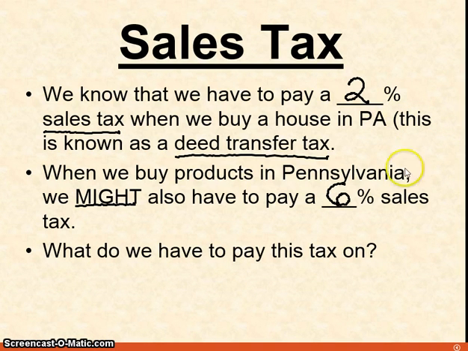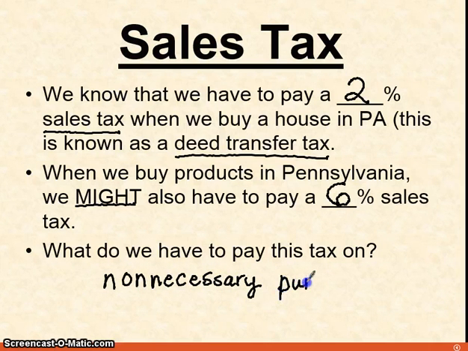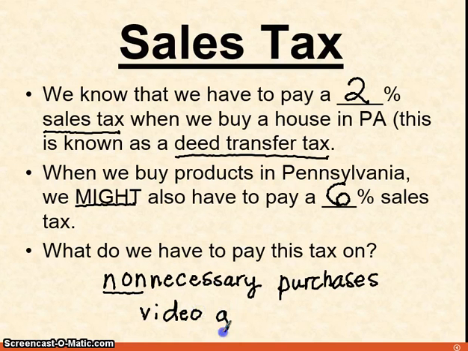So what do we have to pay this tax on? We do have to pay it on any non-necessary purchases. Now, we know that the prefix non means not. So what types of items are not necessary for life? Video games are a non-necessary item. You don't need them to survive. There are countless other non-necessary items.